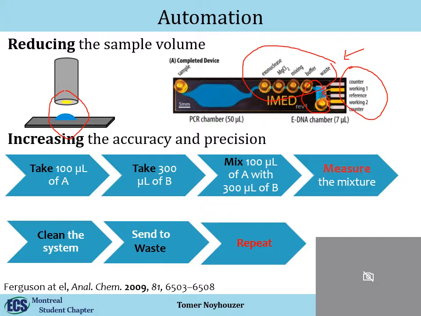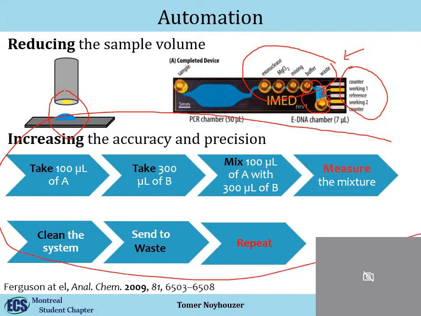But this is a protocol for an automated process. So you take 100 microliter of A, 300 microliter of B, you mix them, you perform your measurement, you clean the system, you send it to waste, and you repeat. Now, once you have one of those protocols, you can change the amount that you take from A to B, so you'll have your different concentrations for the calibration curve.